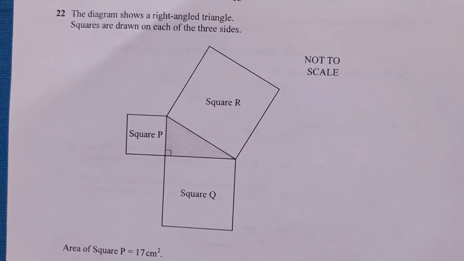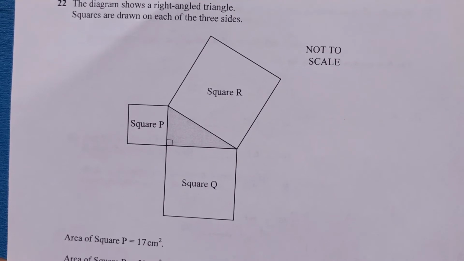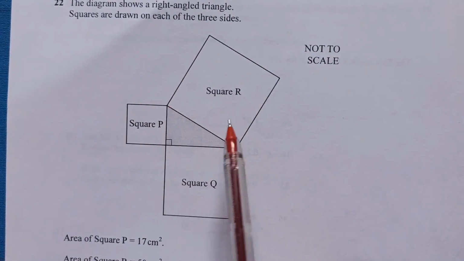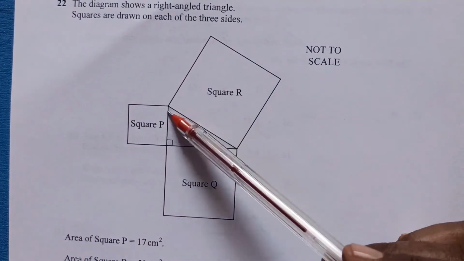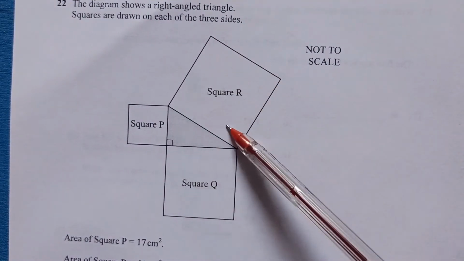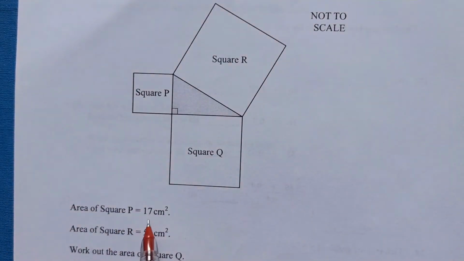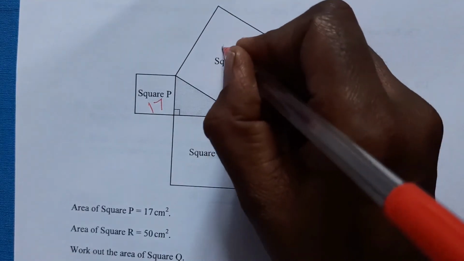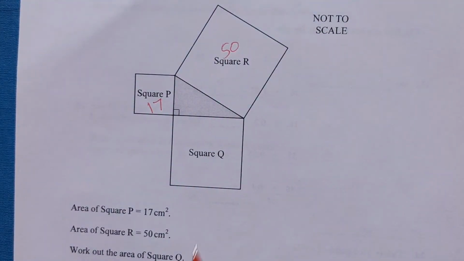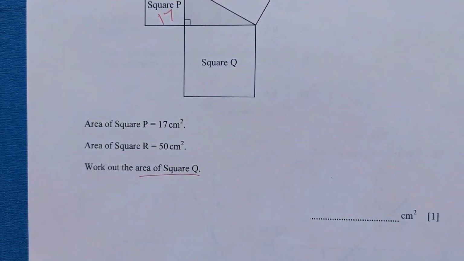Question number 22. The diagram shows a right angled triangle. You can see this is a right angled triangle here. Squares are drawn on each of these 3 sides. This is the square for this side, this is the square for this side, and this is for this. The area of square P is 17. The area of square R is 50. Work out the area of square Q.